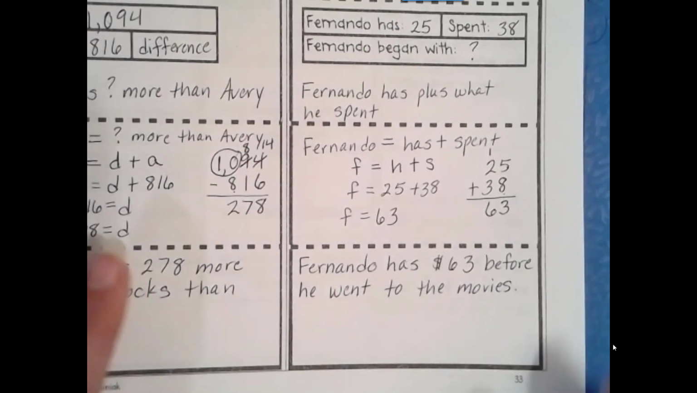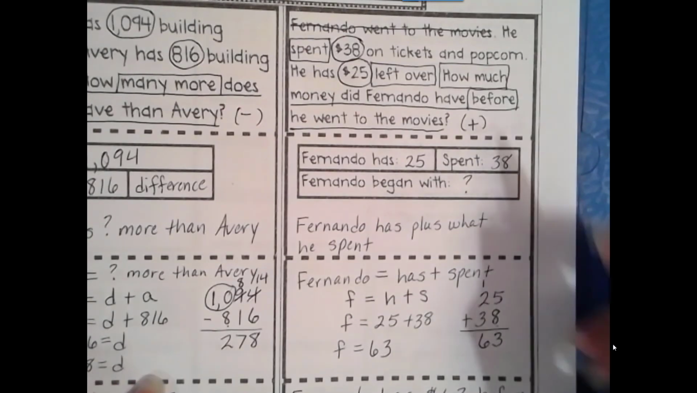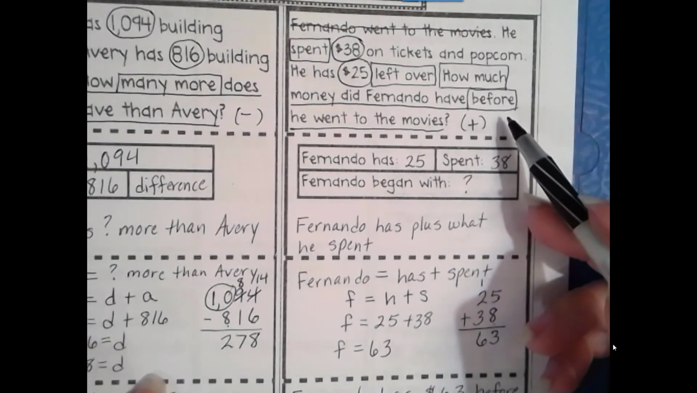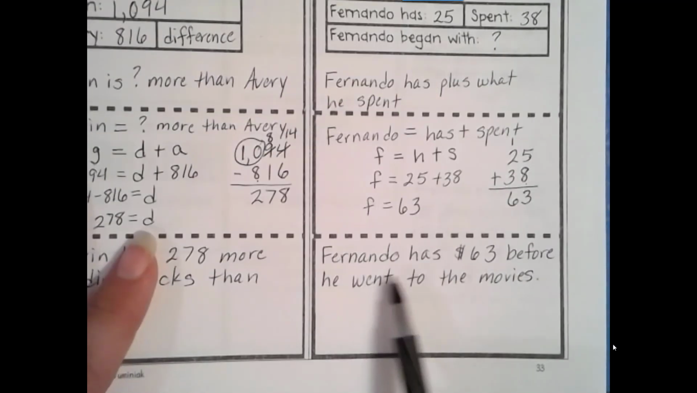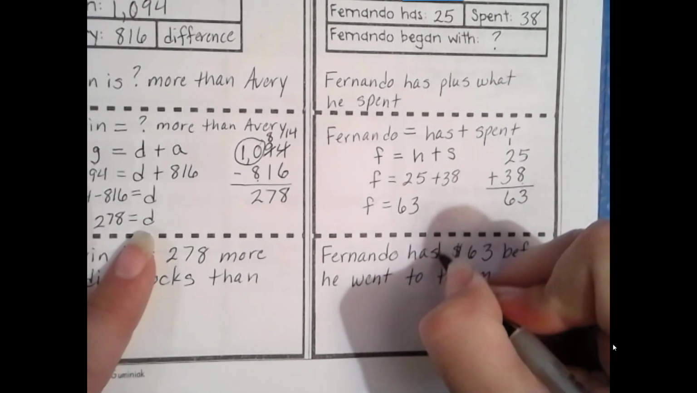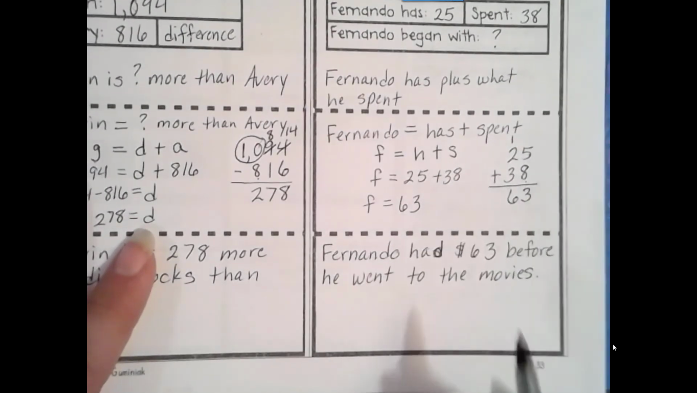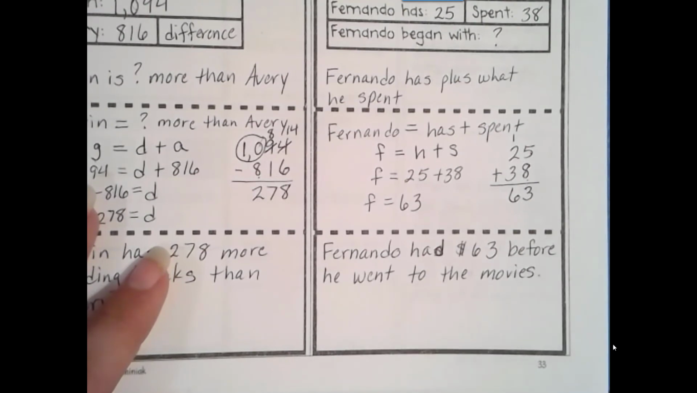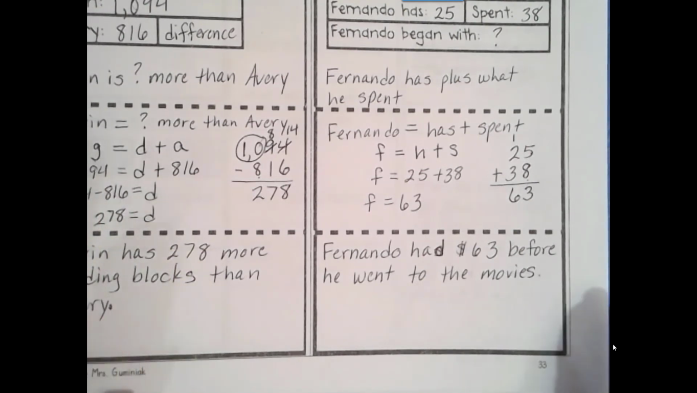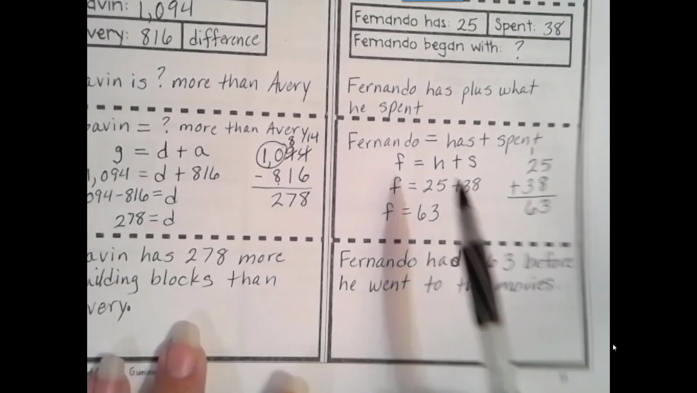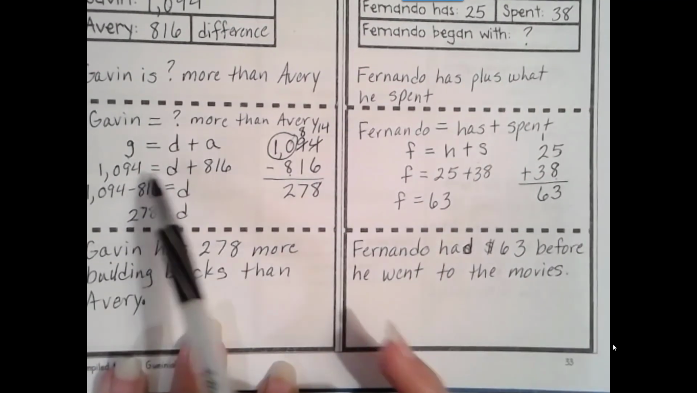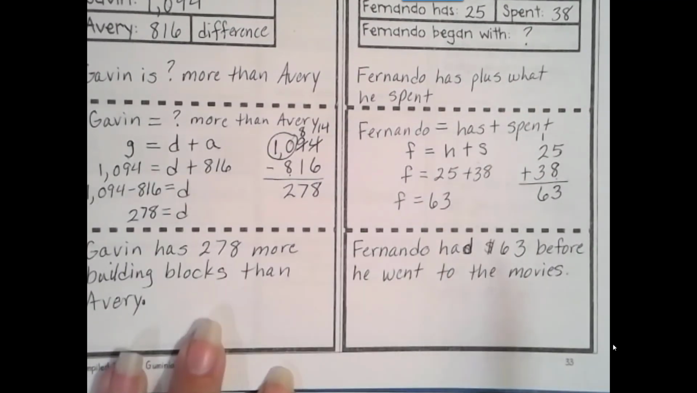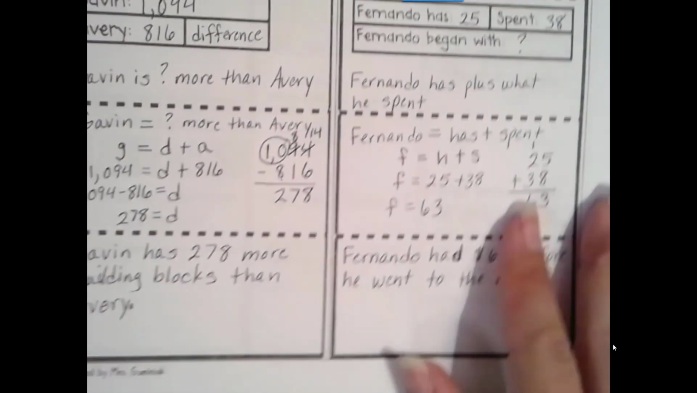Okay, let's double check that question. How much money did Fernando have before he went to the movies? Fernando had, sorry, that should be a D. This is why you use pencil. $63 before he went to the movies. All right, so now we're going to do more of making equations like these with variables in our 3-column notes.